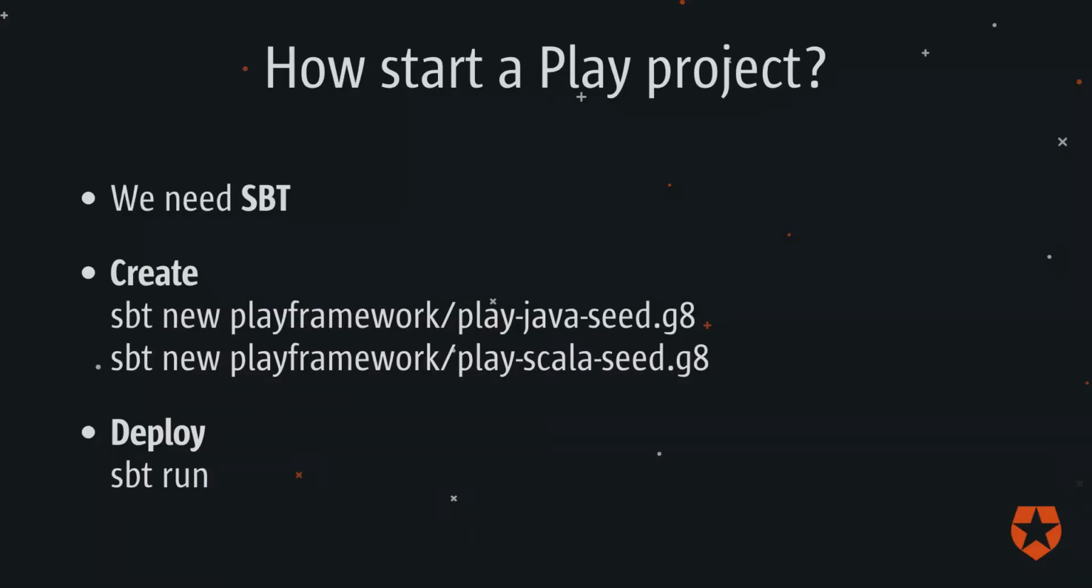So we use SBT, that is the build tool for Scala. We only install that on our computers, and I run the sbt new command, Play framework, and then I choose which one will be my primary language. That can be Java or Scala. And finally, I go to my project folder, and I run sbt run, and I wait for it to compile.